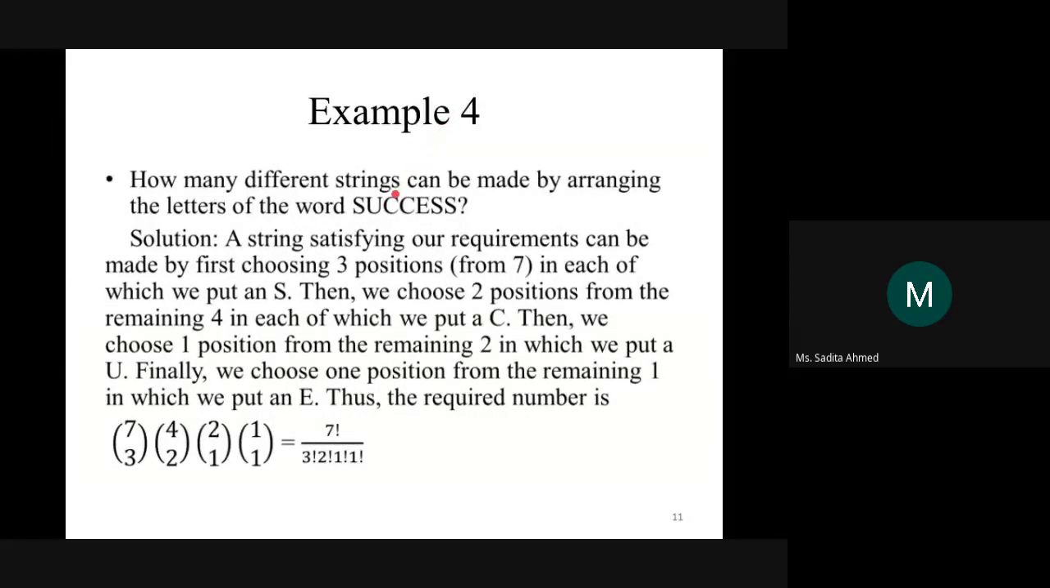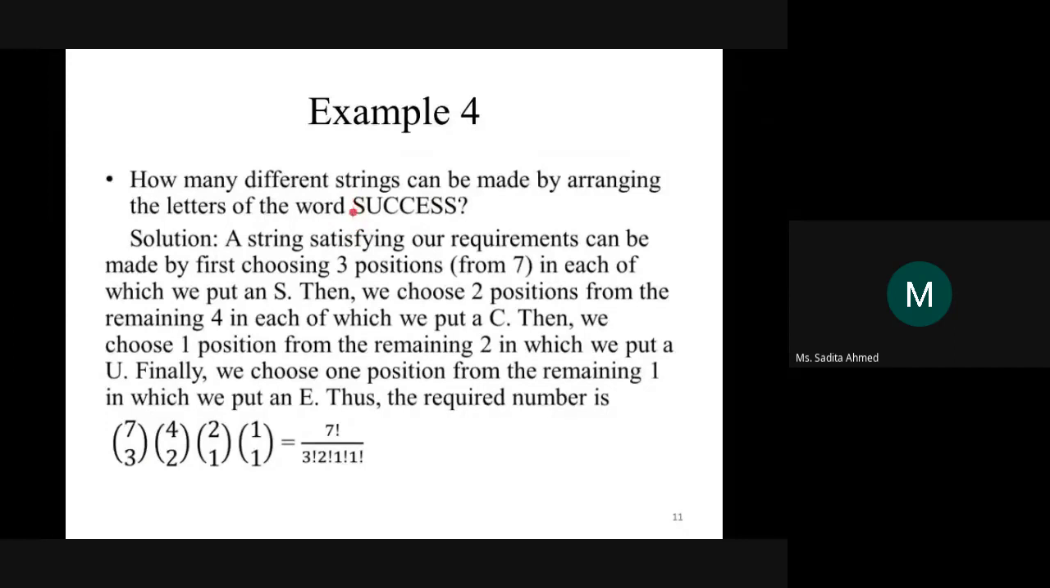So before we get there, remember we have broken down this entire task. The first task was what? Choosing 3 positions for S. Whichever 3 positions you choose, those have already been taken. You cannot choose those same positions for C again. If you have chosen the first position for S, you cannot place C in that position again, right? The same position cannot be taken by 2 different letters, right?